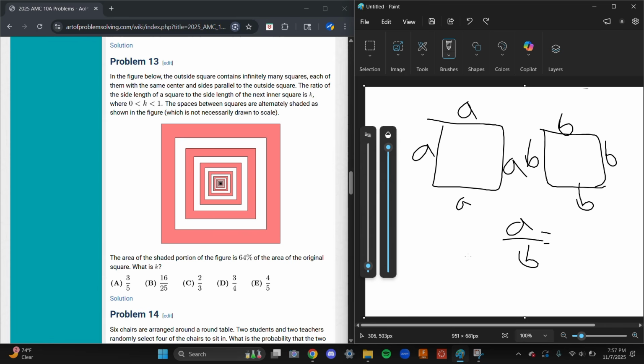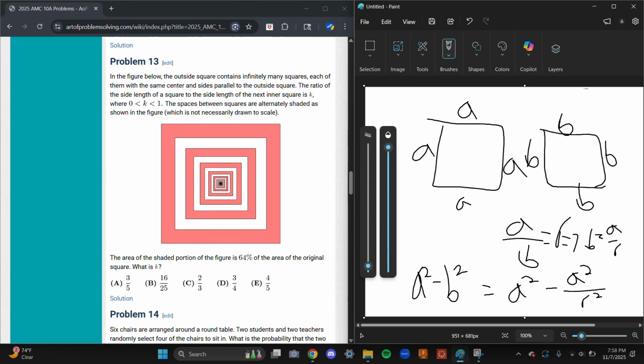Okay, so now what's the area of the first ring? You could call these red regions here rings, right? What's the area of this first outermost ring? Well, it's going to be the area of the outermost square, this really big square, minus the area of the second biggest square. So it's just going to be A squared minus B squared. Now, if I solve for B in this fraction here, I get B equals A over R. So this becomes A squared minus A squared over R squared, right? B equals A over R, so I just squared B. So that's the area of the first ring.